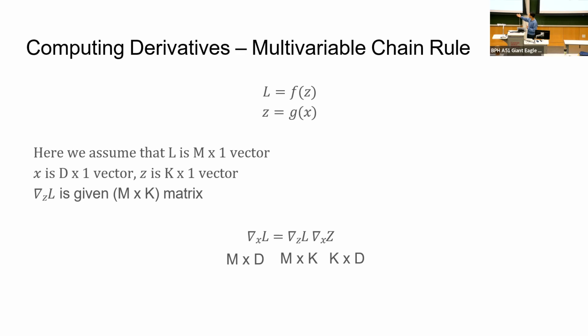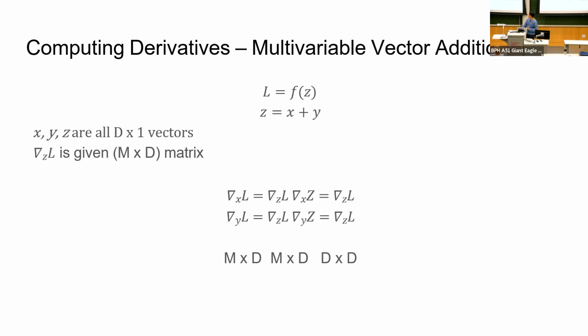So we have the derivative of L with respect to x equals the derivative of L with respect to z times the derivative of z with respect to x. And this checking of dimensions is really important because as things get more complicated, this is what's going to help you debug your calculations. Moving on to multivariable vector addition, it's similar to the scalar method. However, we just have to take care of the dimensions again.